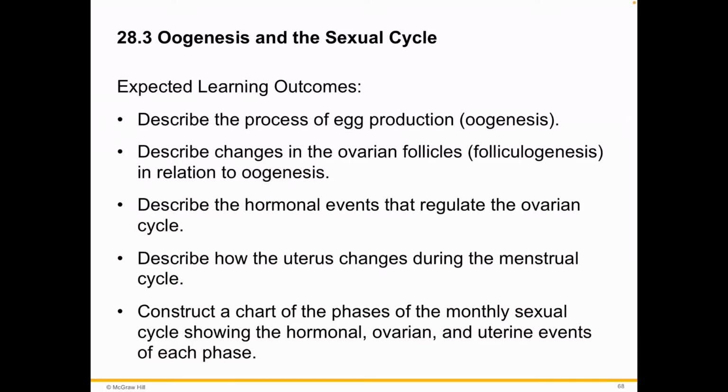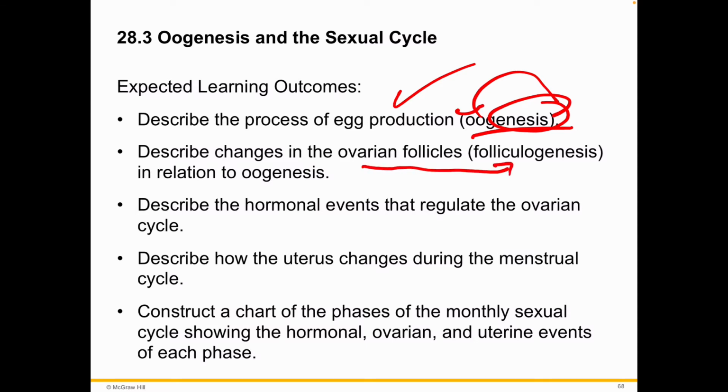So we are going to look at what the process of egg production is, referred to as oogenesis, the beginning of egg making. We're going to describe the changes in the ovarian follicles, follicular genesis, in relation to oogenesis. There are stages that have to occur. We're going to talk about the hormonal events and describe the ovarian cycle.